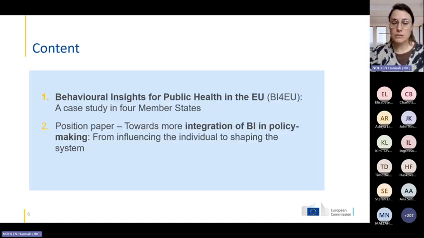Now, what I want to talk about today is two things. First, I want to present a case study that we conducted in 4 member states on challenges and good practices of embedding behavior insights into public health policy making. And then secondly, I hope I find the time to shortly present a paper that we're working on unlocking the full potential of behavior insights for policy. And we're also in that echoing something that Kim said, which is that behavior science is more than just nudges.